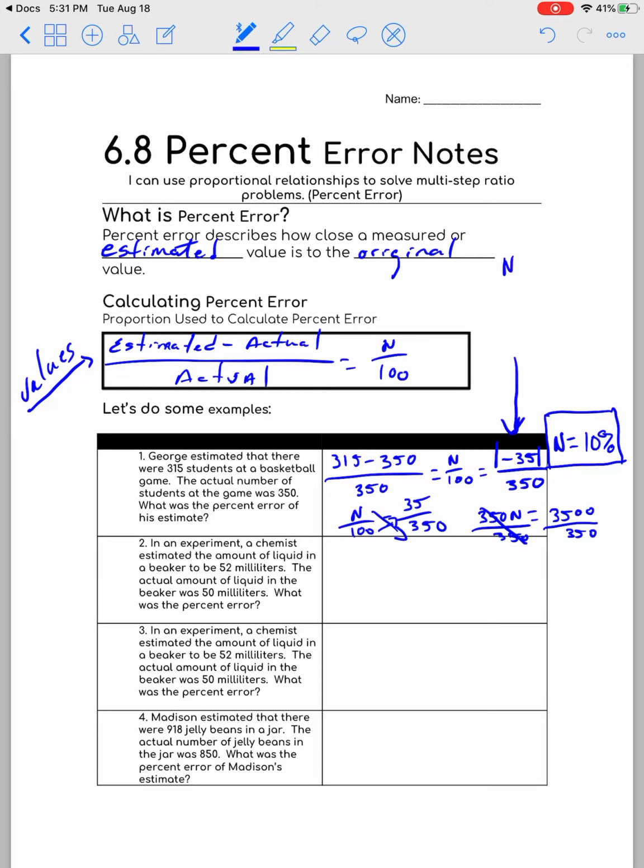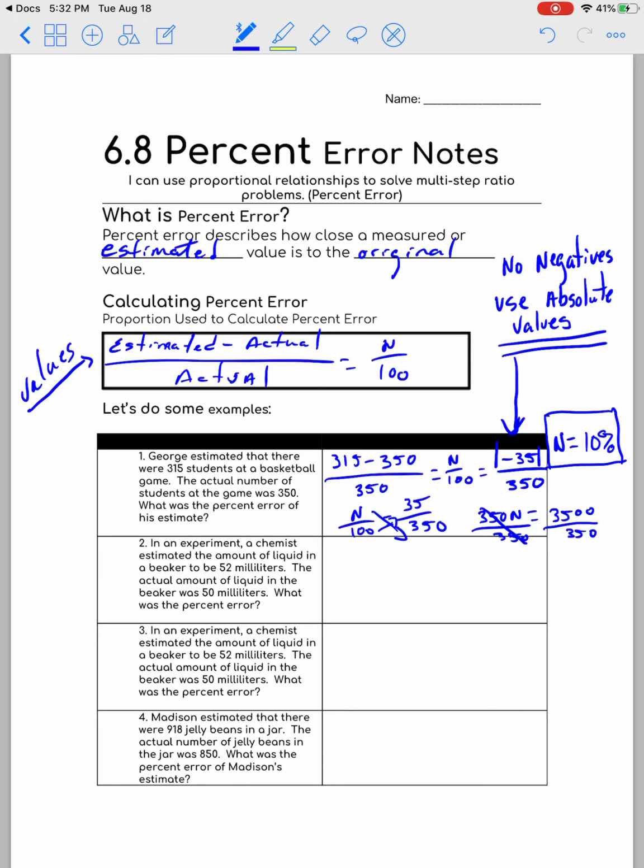So, again, the big kicker here is this right here. No negatives. Use absolute value. Okay? So let's try another one.